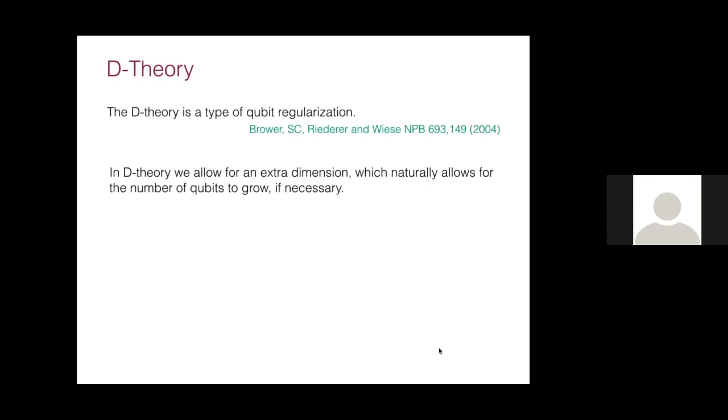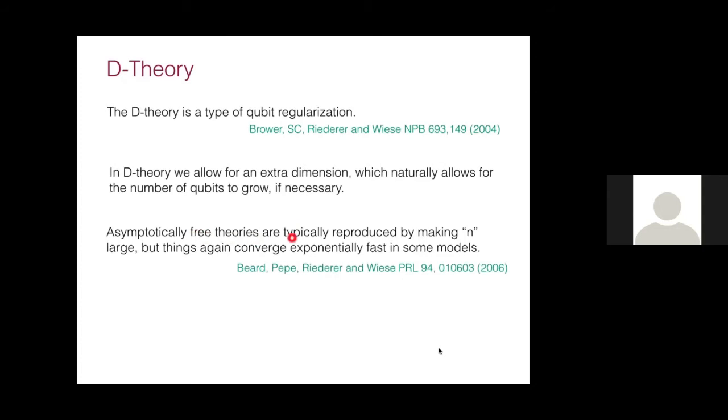And if you did that, then there were ways of showing that even asymptotically free theories, and a whole class of theories, almost all quantum field theories, could be reproduced using this approach. For example, in 2006, these authors showed that the asymptotically free CP^N models in 2 dimensions could be reproduced by making n grow in some way. As you make n bigger and bigger, exponentially the theory converges to what you really want.